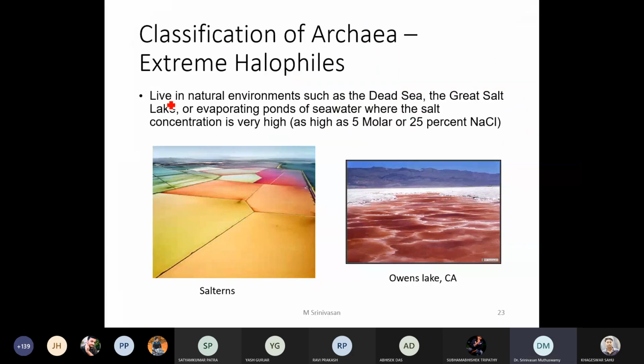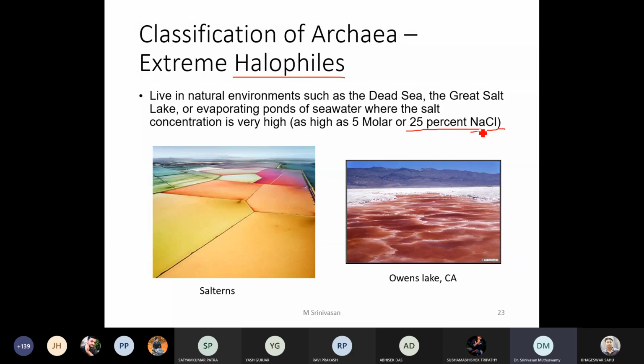And the second category of archaea is the extreme halophiles. Halophiles live in high salt concentration, that is NaCl. They can grow in as high as 25% NaCl. If water contains 25% NaCl, even in that condition, they will be able to grow.